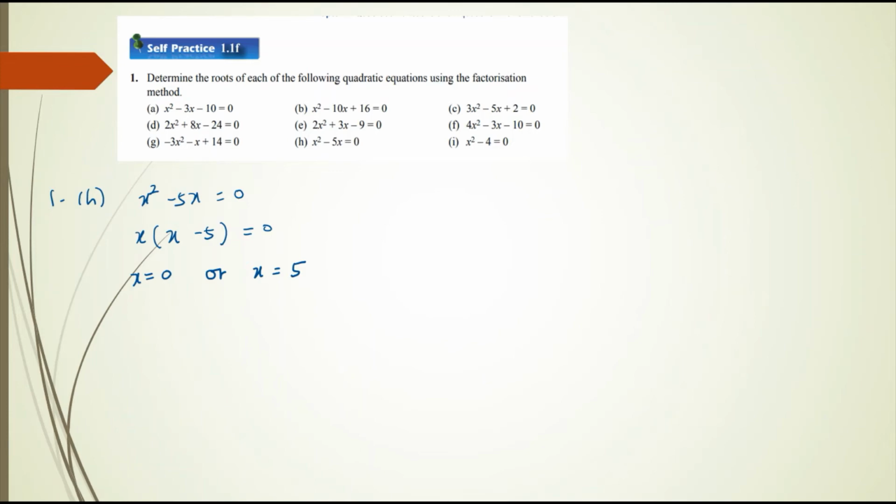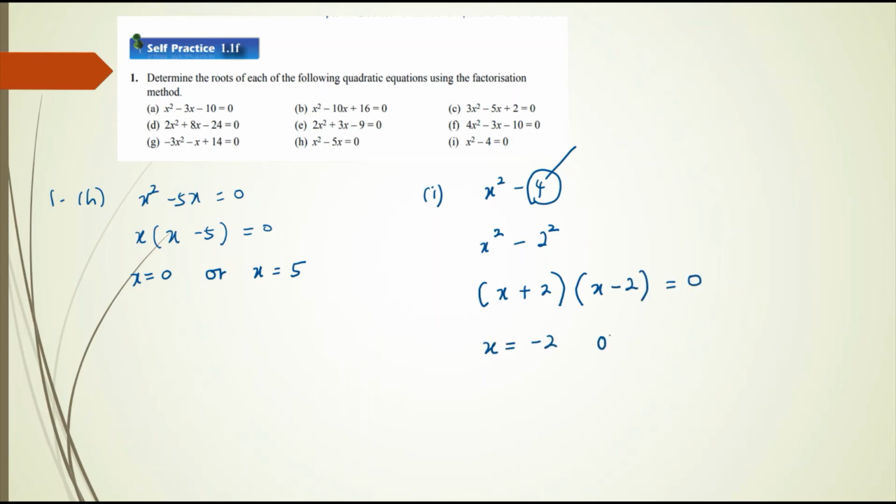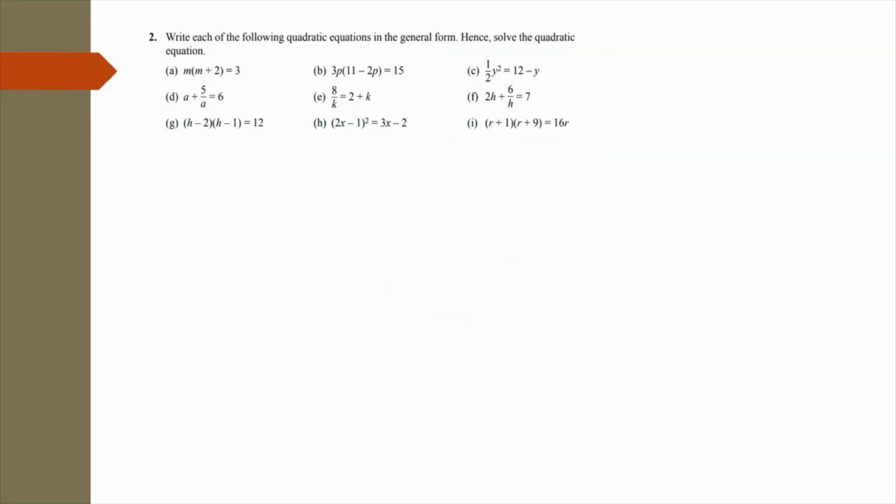And the last one I want to discuss is x squared minus 4. So we know that 4 is a perfect square. Okay, x squared minus 2 squared. So we can factorize like this: (x + 2)(x - 2) is equal to 0. So x equal to -2 or x equal to 2. So -2 and 2 are the roots of this quadratic equation. Okay, this is the last question that I want to discuss today.